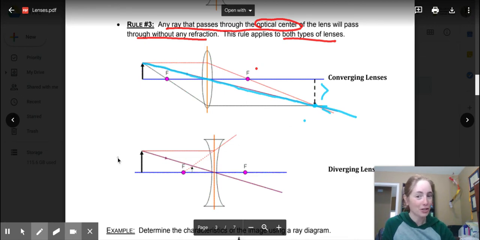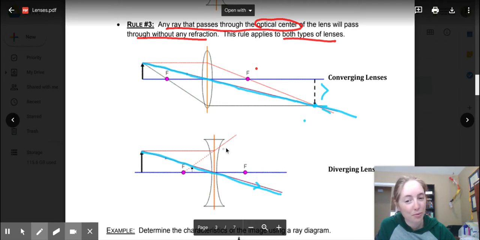With our diverging lenses, the rule's the same. We are still starting with the top of our object. The ray of light is going to pass through the very center. There is going to be no refraction of that object. Well, now notice the dotted line from our previous ray that met up with the focal point is now meeting here. So this image is smaller.